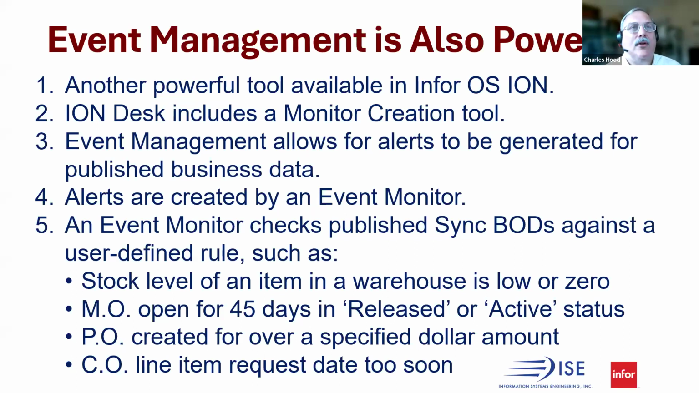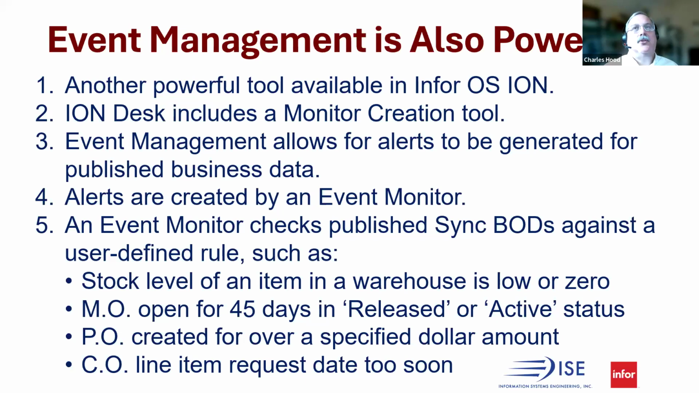I've got an example of 4 possible event monitors that you might want to set up alerts for, like the stock level of an item in a warehouse is low or 0. So a sync inventory count BOD got published, and we're below our safety stock, or we're absolutely out. So then you want to publish an alert. You have a manufacturing order that's been open for 45 days in released or active status. So what in the world's going on there? A PO was created for over a specified dollar amount. One of the reasons I chose that humongous PO for that second example of the workflow is that it actually kicked off an alert as well. So I had a PO alert for over $10,000 in it.